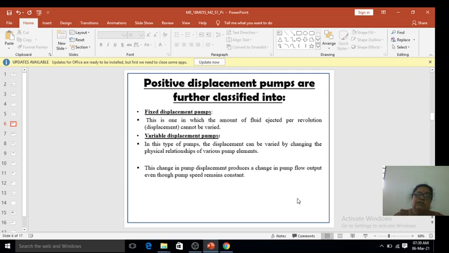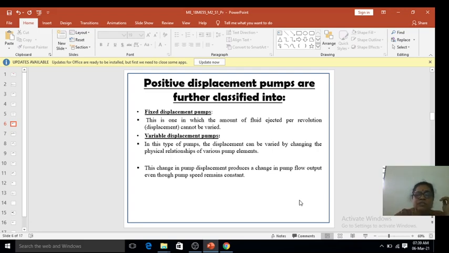Then the next classification is positive displacement pumps. An example for this is usually the reciprocating pump. Positive displacement pumps are of two types: one is fixed displacement, the other one is variable displacement.